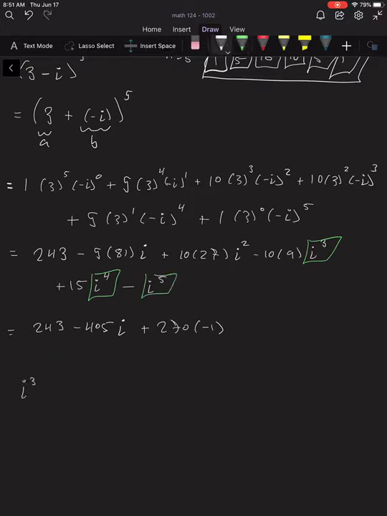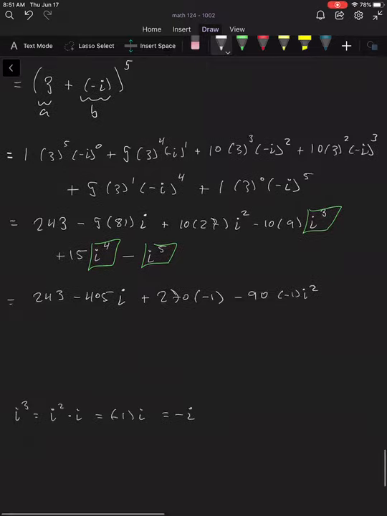So i to the 3, let's do this a little bit lower so we make sure we have enough room. i cubed, we can just rewrite this as i squared times i. We know i squared is minus 1, so this is just minus 1 times i, which is equal to minus i. So i cubed is just minus i. So we have minus 10 times 9, which is minus 90, but then there's also another minus sign. So we'll have minus 90, and then i cubed is minus 1 times i squared.